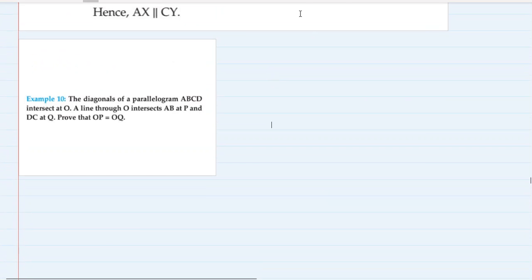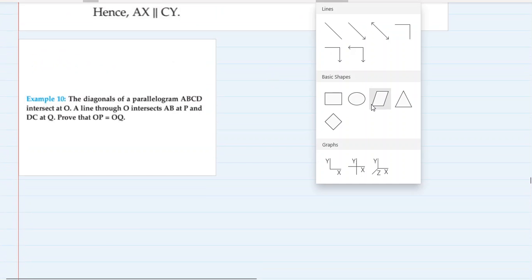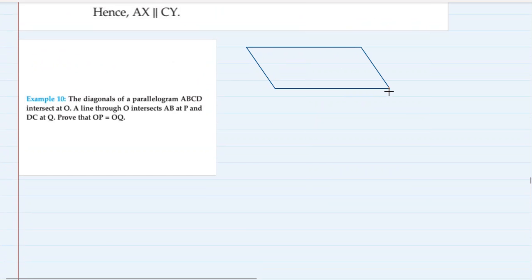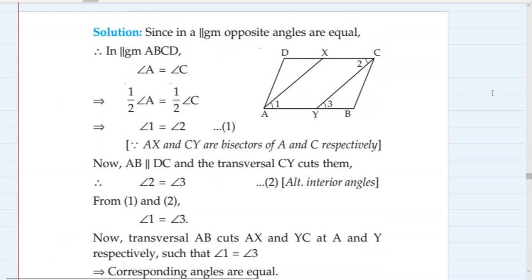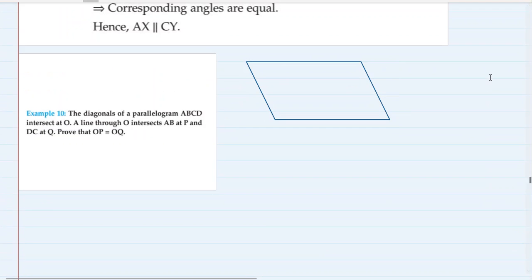Okay, the figure is something like this. The diagonals of parallelogram ABCD intersect at O.